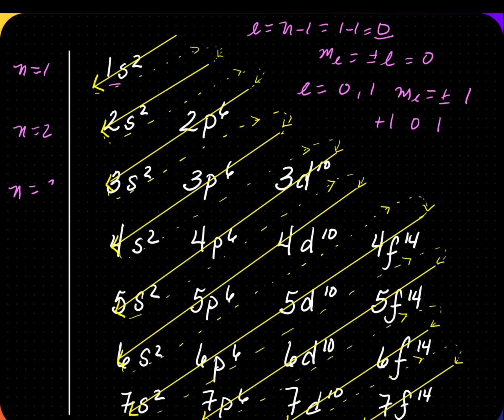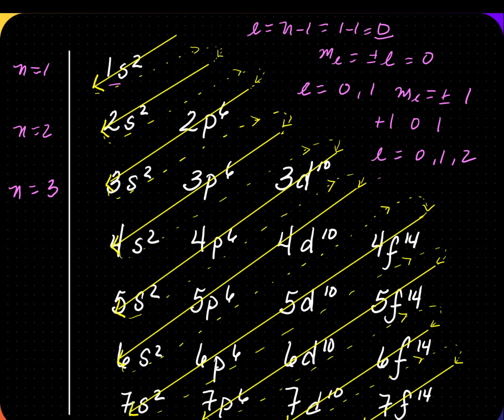Energy level 3, L can be 0, 1, and 2. Why? Because if I look at L equals n minus 1, this is 3 minus 1, which equals 2. In order to have a 2, I must have a 1, and I must have a 0. We know 0 is an S, a 1 is a P. When L is equal to 2, the shape of the orbital is a D.